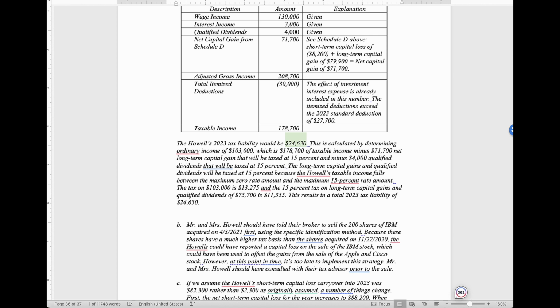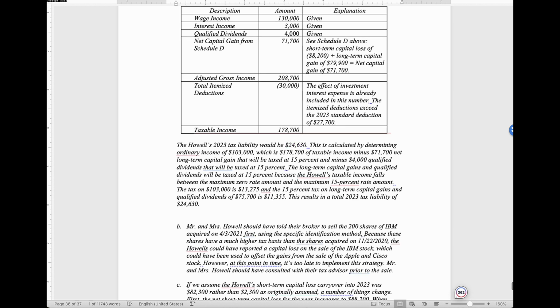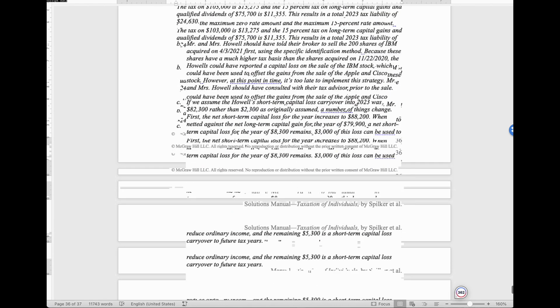So then the tax on the $103,000 is $13,275, and the 15% tax on the long-term capital gains and qualified dividends of $75,000 is $11,355. So when we add that $13,275 plus the $11,355, we get a tax liability of $24,630. Then for our assignment, we're going to move on to Part C.